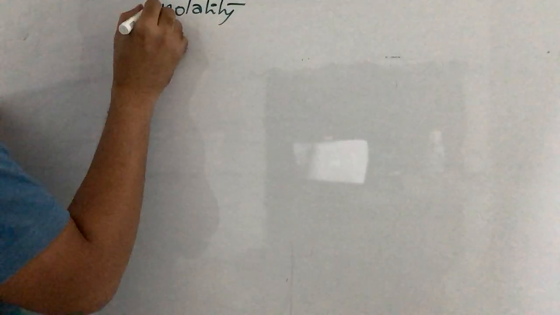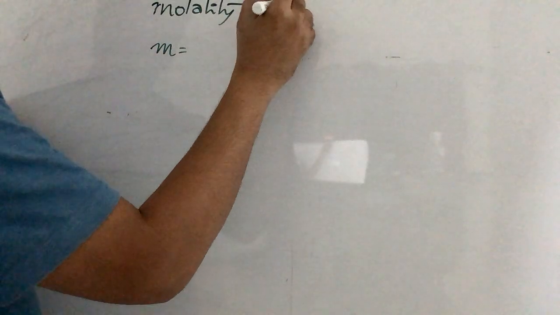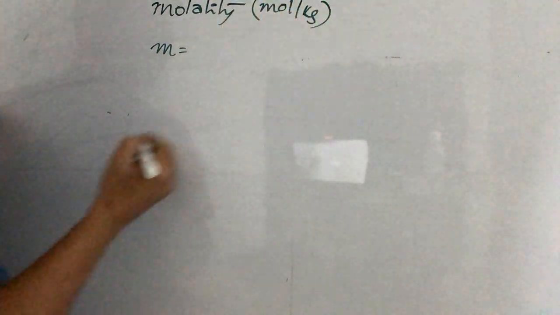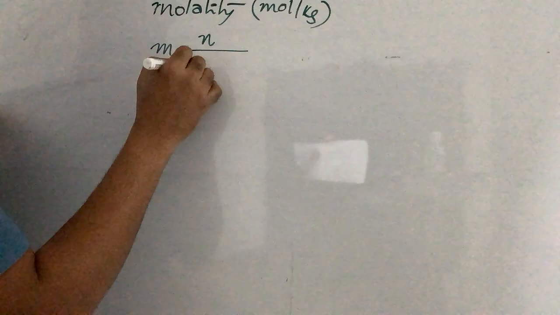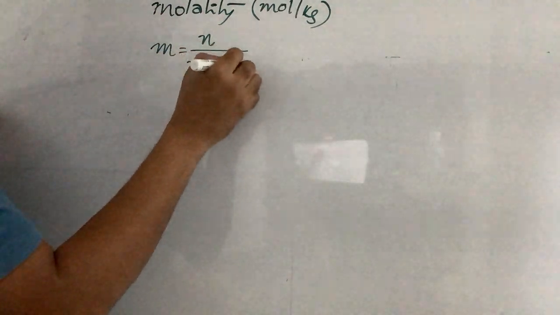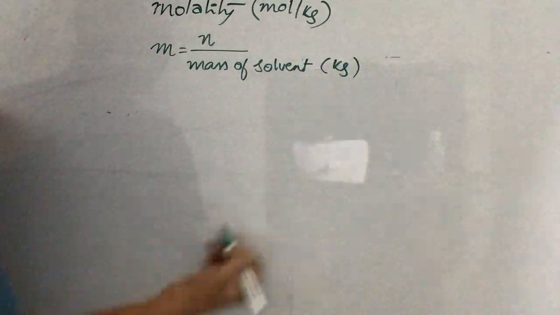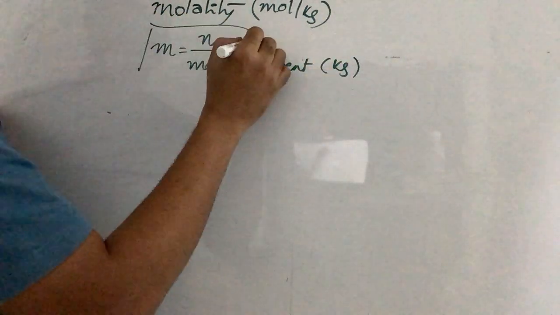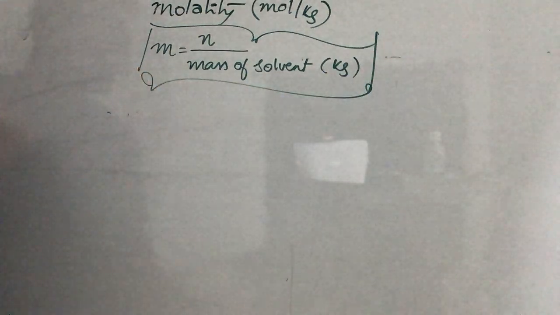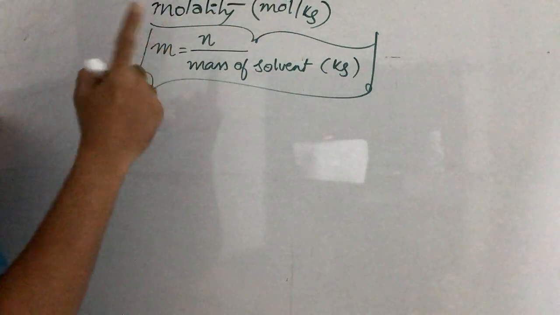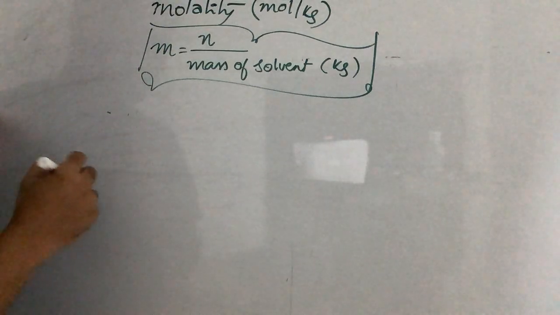Two more important terms. One is molality. Molality is temperature independent, given by small m. Moles per kg are the units. Molality is equal to number of moles by mass of solvent in kg. Units moles per kg. Temperature independent, that's the most important point.